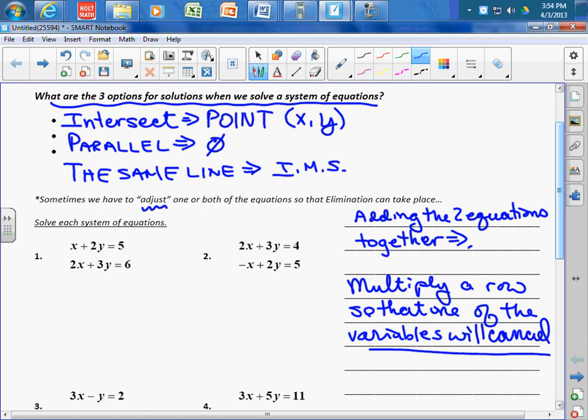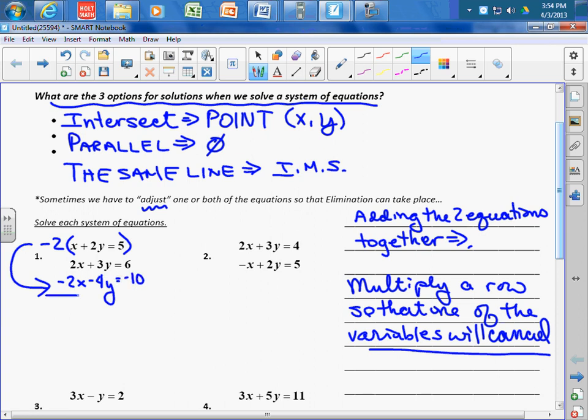Now, actually, I said if it was a 2, but it doesn't want to be a 2. What do we need that to be in order for them to cancel? We need it to be a negative 2, right? So here's what I'm going to do. I'm going to take the entire row, multiply it times negative 2, and put it here. So what's negative 2 times x? I'll get negative 2x. And then I'm going to take negative 2 times 2y and get negative 4y. And then negative 2 times 5 and get negative 10.